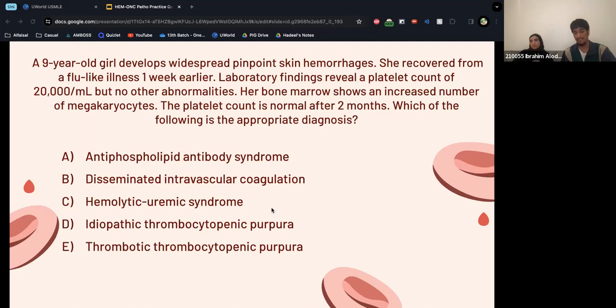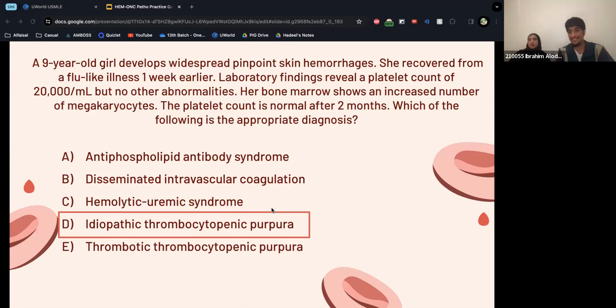D. One more. D. Okay, nice. Congratulations. Okay, where would you see antiphospholipid antibody syndrome? What would the case look more like? Yes. Multiple abortions, so an adult female with multiple abortions. Yes, good job.